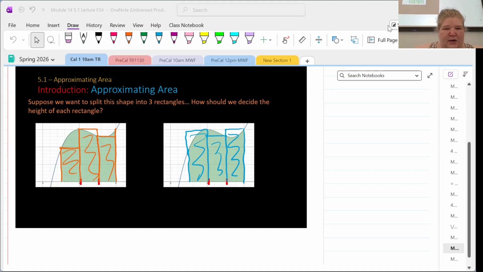Okay, so when last we left off, we were looking at approximating area. So figuring out the area under the curve between the x-axis and a particular graph. In a very rough way, we can draw these rectangles, and that gives us a rough idea of the area.